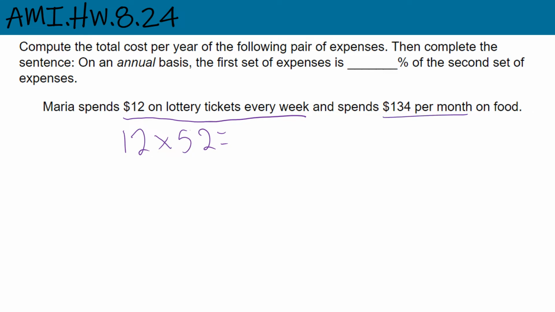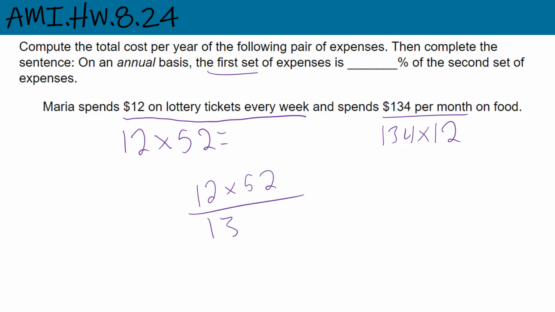134 per month, we need to recognize that 134 each month, we need to multiply it by 12. Now, since we're putting it as a percent, that means that on top, we're going to put the first, since it's a percent of the second. So I'm going to say 12 times 52 divided by 134 times 12. And let's see what we get.